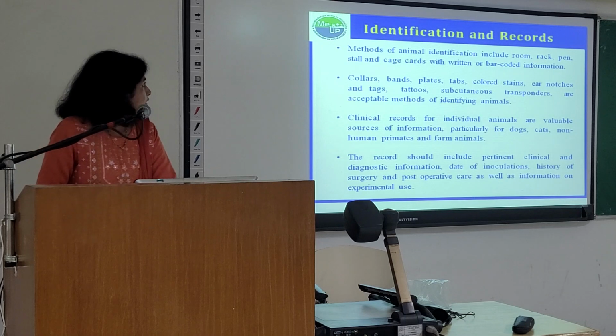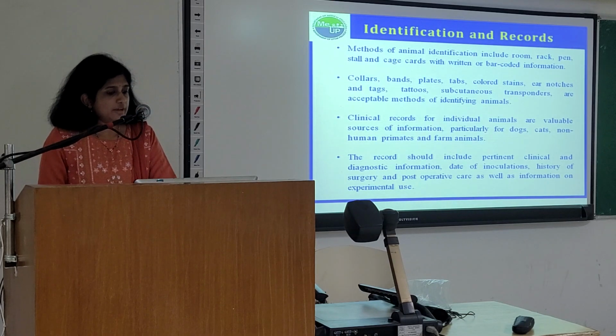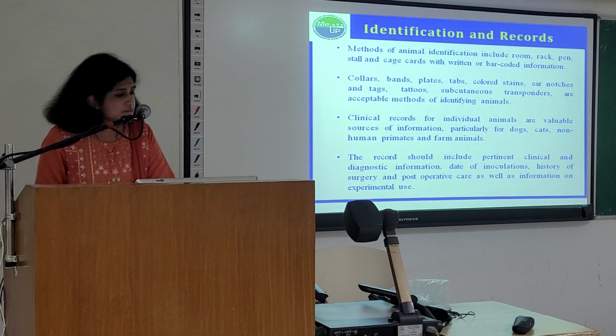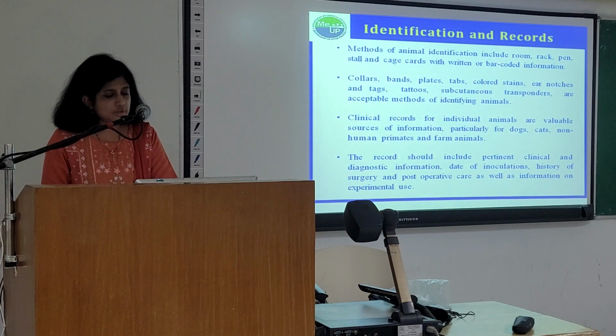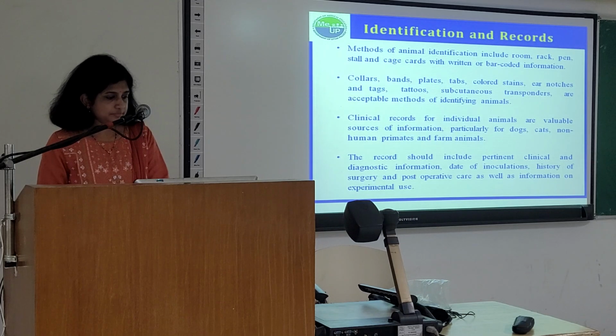Now we come to the identification and records, which are very important. Methods of animal identification include room, track, pen, stall and case cards with written or barcoded information, collars, bands, plates, tabs, colored scales, ear notches and tags, tattoos. Subcutaneous transponders are acceptable methods of identifying animals.